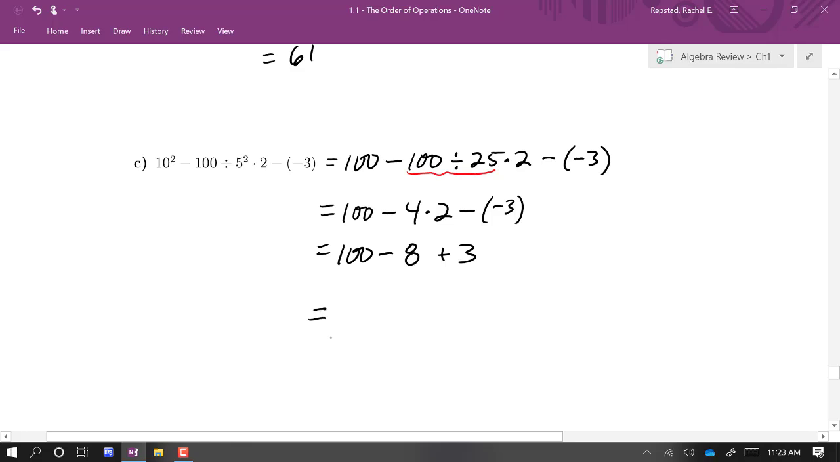Now we're on to addition and subtraction, which again we do left to right. So 100 minus 8, that comes first, which is 92, and then plus 3 gives us 95.